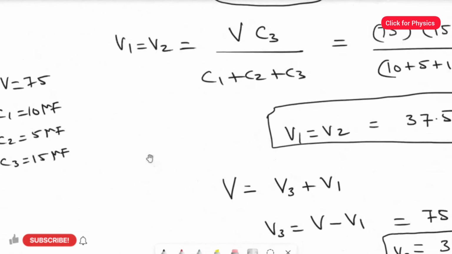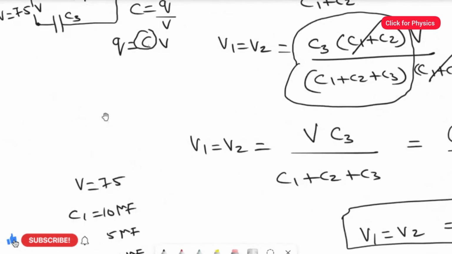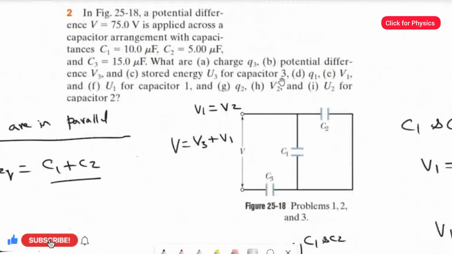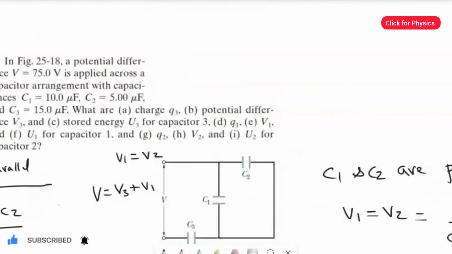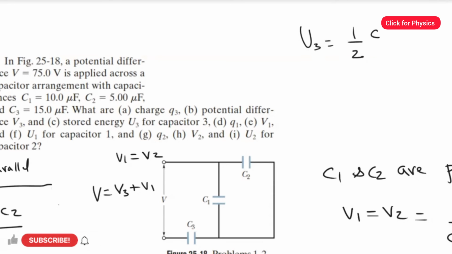And the third question, we have to find the energy stored. Again, we have to write the formula for energy stored: U3 is equal to half C3 V3 square. We already have the value for C3 and V3. Once you substitute, you will get the answer. So you can proceed by yourself, because the main information we already found.